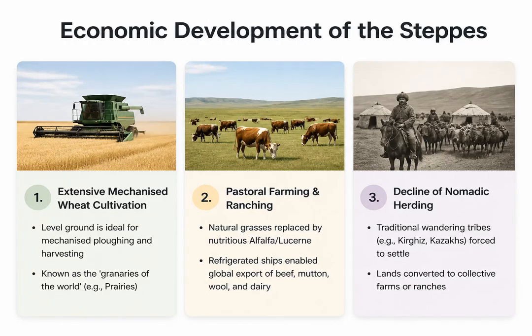Economically, the temperate grasslands are powerhouses. The flat level terrain is absolutely perfect for extensive, fully mechanized agriculture. Regions like the North American prairies have been plowed up to become the granaries of the world, producing massive amounts of wheat and maize. Where the land is slightly drier, pastoral farming takes over. Natural grasses are often replaced with highly nutritious alfalfa to support massive cattle and sheep ranches. The invention of refrigerated ships in the 19th century turned these regions into global exporters of meat and dairy. Unfortunately, this intense agricultural development has led to the near disappearance of traditional nomadic herding, as tribes like the Kazakhs were forced to settle and their lands were converted into farms.